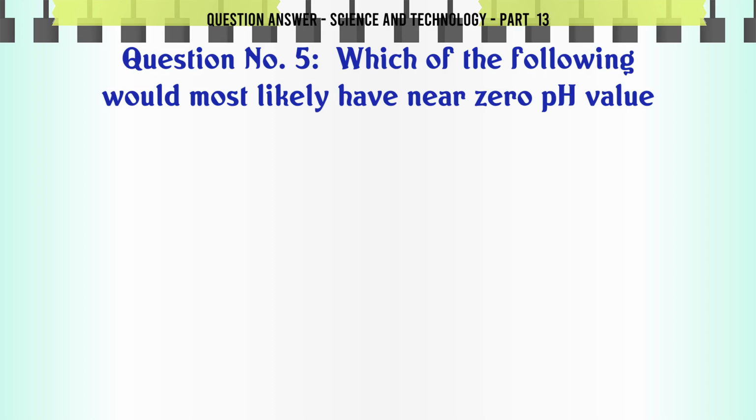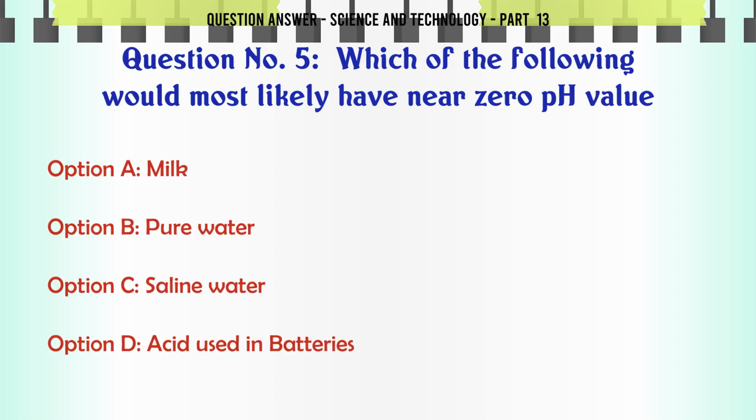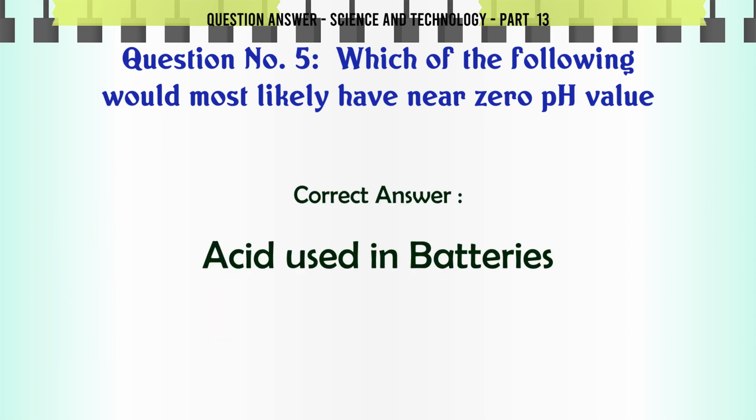Which of the following would most likely have near zero pH value? A. Milk. B. Pure water. C. Saline water. D. Acid used in batteries. The correct answer is acid used in batteries.